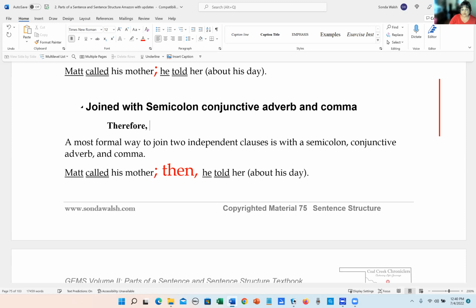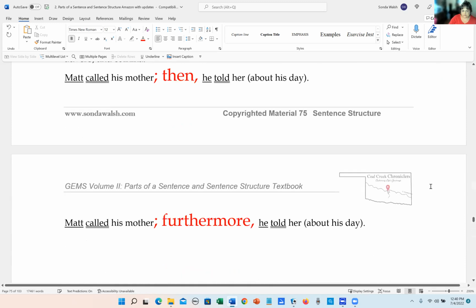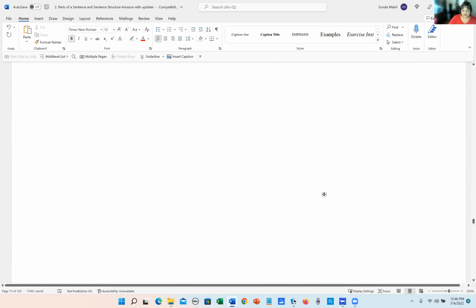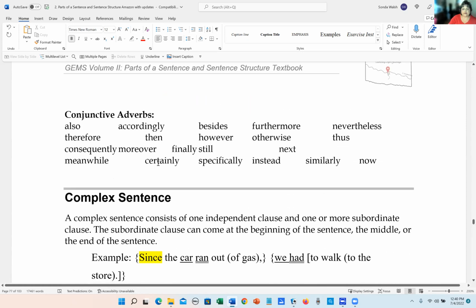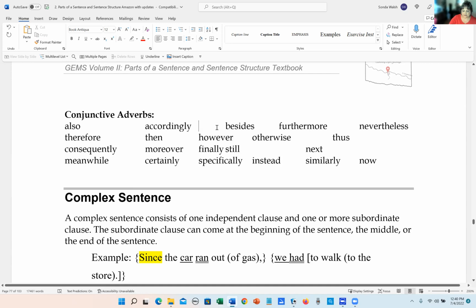Therefore, however, I think I probably listed furthermore. Did I list some in here? Yeah, right there. Also, consequently, moreover, finally, still. And see, whenever I did it to Google, it looked like it messed it up. I apologize for that, your book's messed up. But these are some conjunctive adverbs. So you would use a semicolon and then one of these words and follow that with a comma.